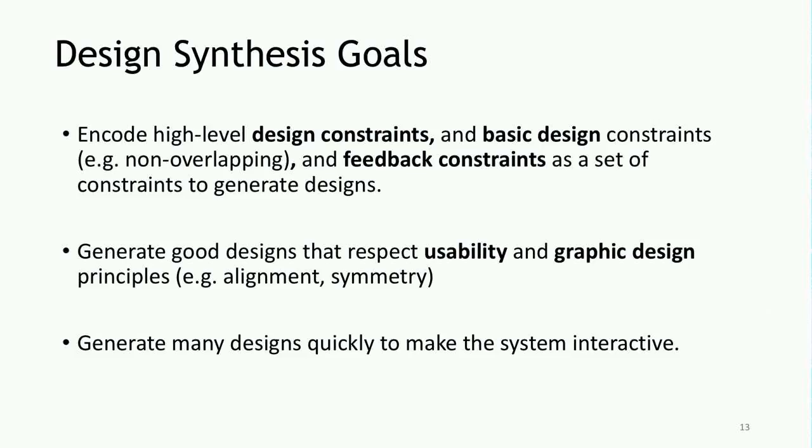So we have 3 goals for this design synthesis problem. One is to be able to encode the high-level design constraints and basic design constraints, such as no 2 shapes should be overlapping, and feedback constraints that I showed you as a set of constraints to generate the designs. We also want to generate good designs that are respecting usability and graphic design principles. And those are things like alignment and balance and symmetry. And then we want to generate many designs quickly to make the system interactive so the designer can be interacting with this in real time.